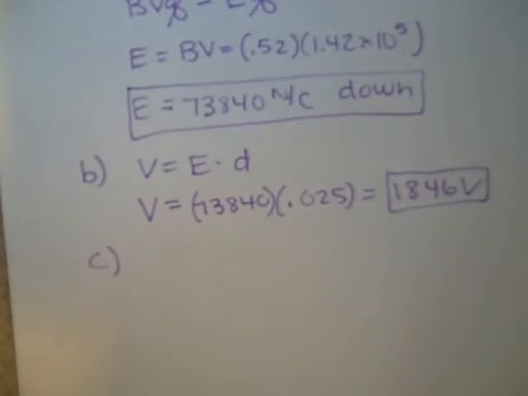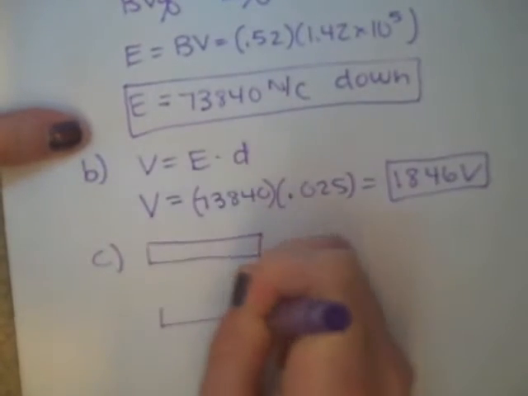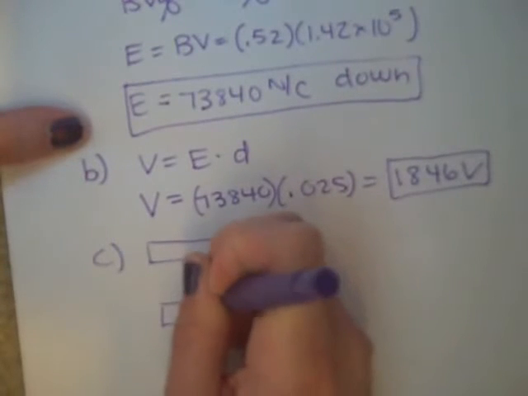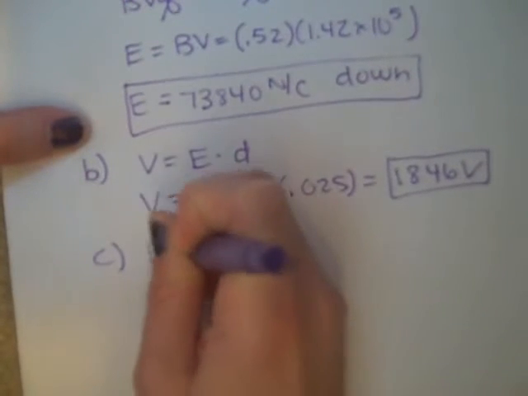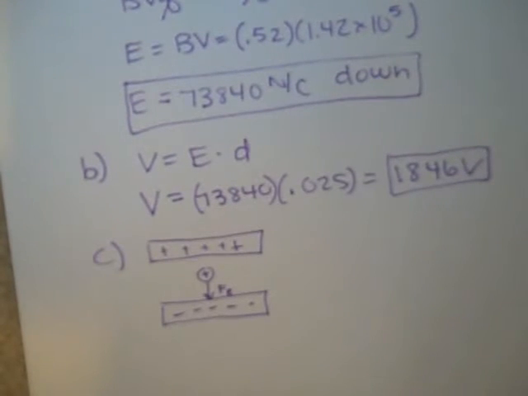Finally, for part C, in order for this to actually happen, if you think about it, you've got your little positive particle and it's experiencing an electrostatic force down. Your top plate has to be positive and your bottom plate has to be negative in order for that to happen.